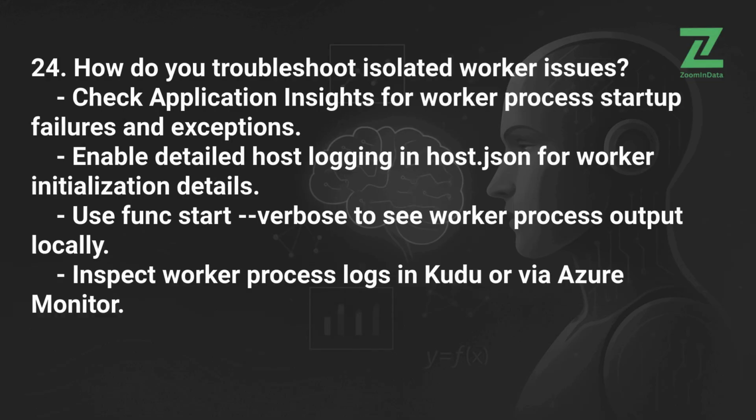24. How do you troubleshoot isolated worker issues? Check Application Insights for worker process startup failures and exceptions. Enable detailed host logging in host.json for worker initialization details. Use func start --verbose to see worker process output locally. Inspect worker process logs in Kudu or via Azure Monitor.